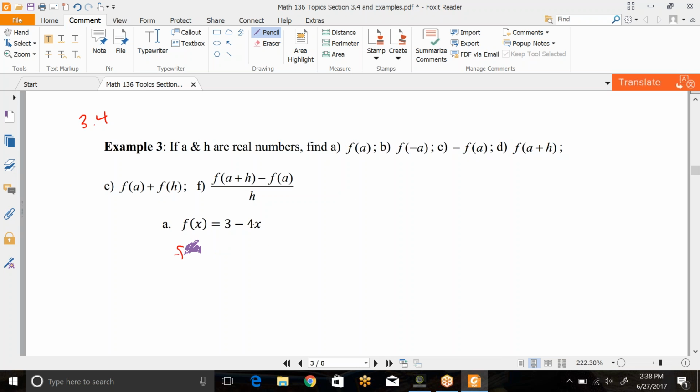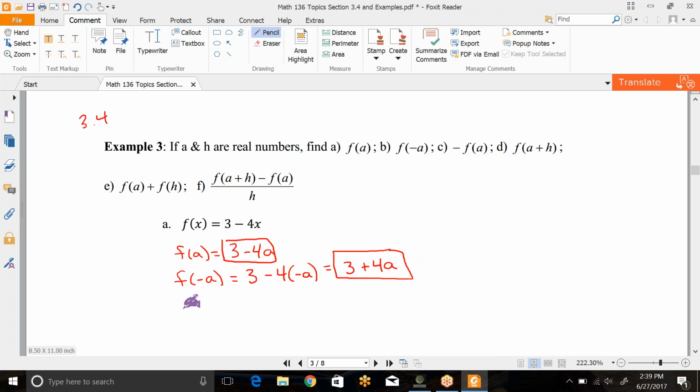So we're looking at f of a, which in this case for this function would just be 3 minus 4 times a, because we're switching the x for the letter a. F of negative a would be 3 minus 4 times negative a. In that case, we do actually have something we can do. We can multiply the negative 4 and the negative a together, which makes that positive 4a.